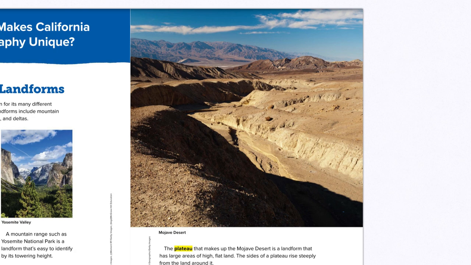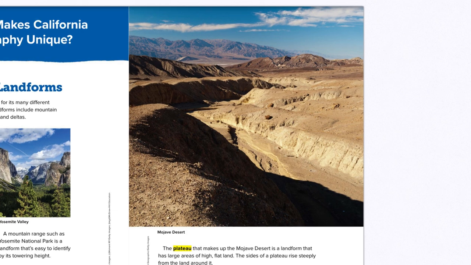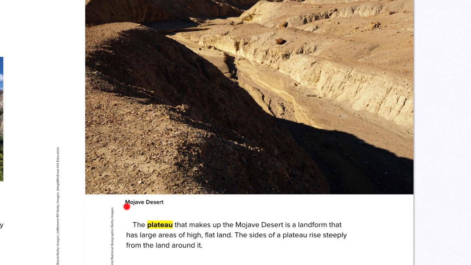And here we have a picture of a desert, and the caption reads Mojave Desert. The plateau that makes up the Mojave Desert is a landform that has large areas of high flat land. The sides of a plateau rise steeply from the land around it.